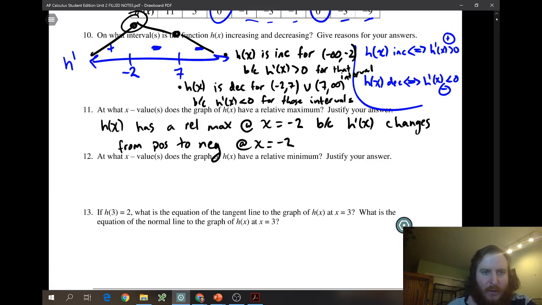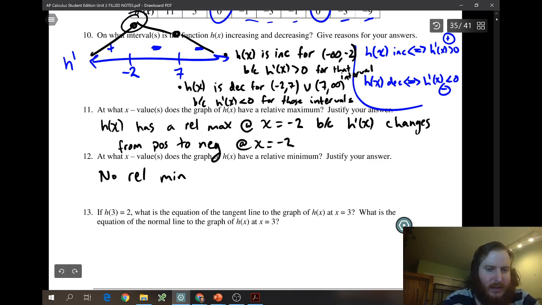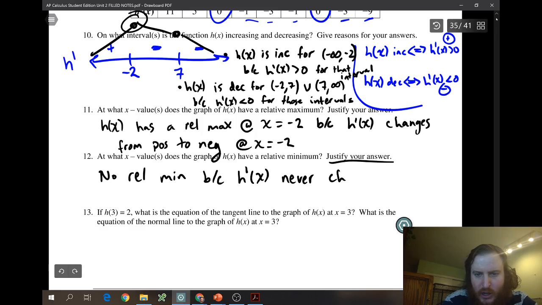Okay, relative minimum. If we look on our number line analysis, there's nowhere where it goes from negative to positive. So we're going to say h of x doesn't have a relative minimum, because h prime of x, we still need to justify it. Even though it's none, we still need to justify it, because h prime of x never changes from negative to positive. Negative to positive is for minimums, positive to negative is for maximums.